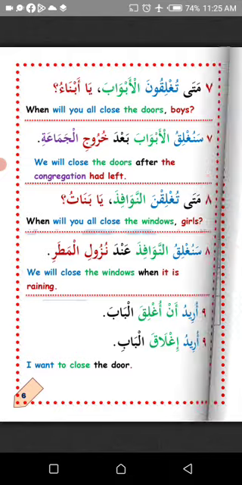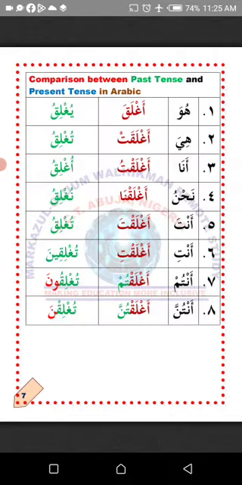Now the comparison between madi, past tense, and mudari', present tense, in Arabic. Number 1: huwa, he. Aglaqa, he has closed or he closed. Yugliku, he is closing or he closes. Number 2: hiya, she. Aglaqat, she has closed or she closed. Tugliku, she is closing or she closes.